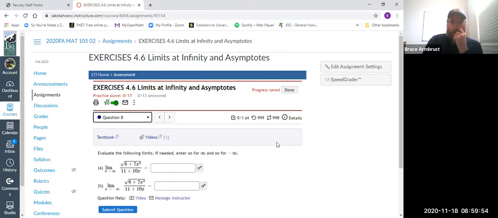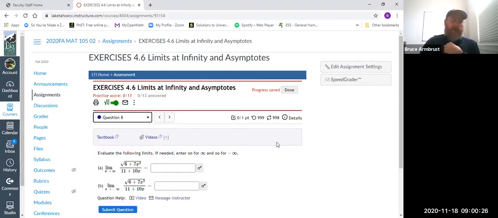All right, so this one just says evaluate the following limits, and if needed, enter infinity or minus infinity. Looking at these, since they're fractions, I want to look at top and bottom and think about what's the biggest term in both the top and the bottom, right? Because that really tells me what goes on as we go towards infinity.